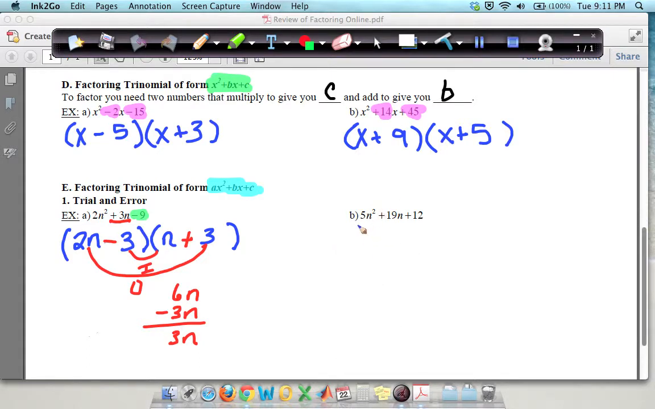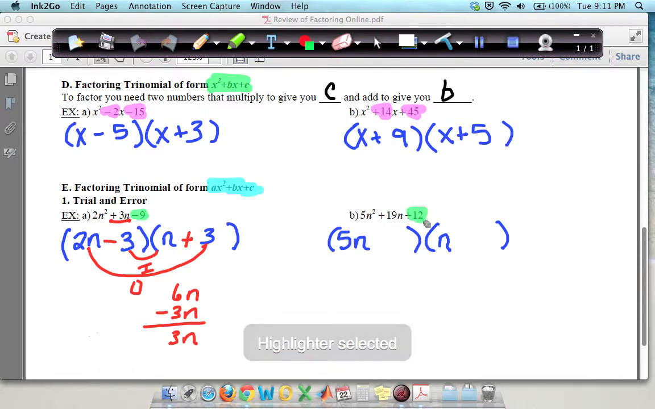Okay, let's do another example. There's no GCF. Remember, it's always what you're supposed to check first. So I'm going to go ahead and draw my two sets of parentheses. Start with 5n squared. Again, 5 is prime, so my only option here is 5n and n. That's not always the case, but it is here. And then I'm looking at my last number here, which is 12. So I'm looking for combinations that multiply to be positive 12. And there's a lot. One thing that's helpful is to look at your signs. It has to multiply to be a positive 12 and add to be a positive number, which means both your signs have to be positive.